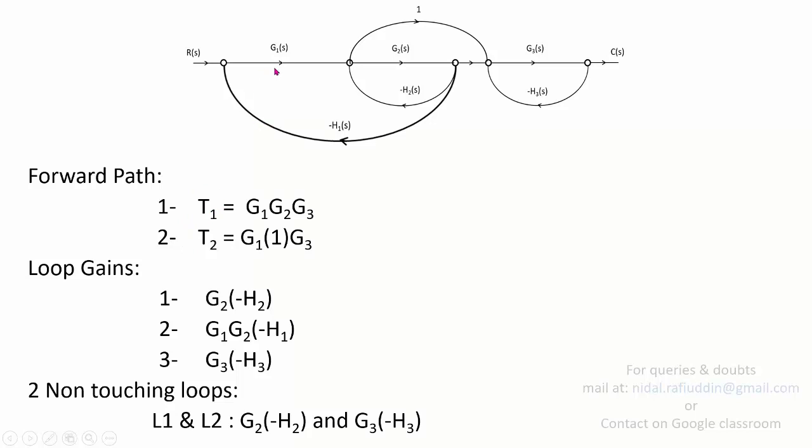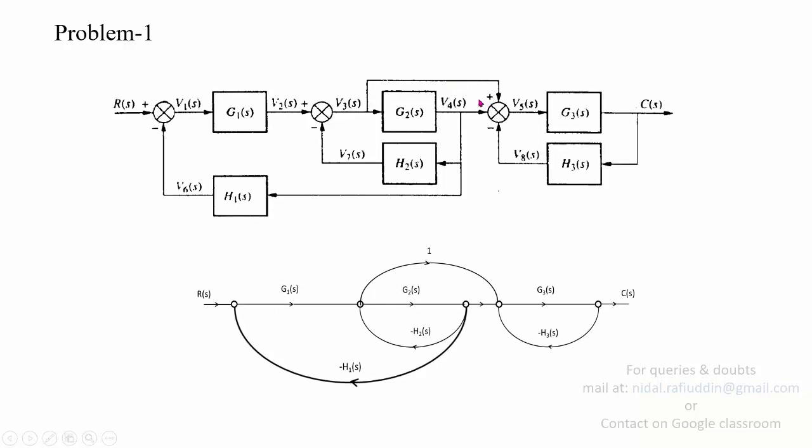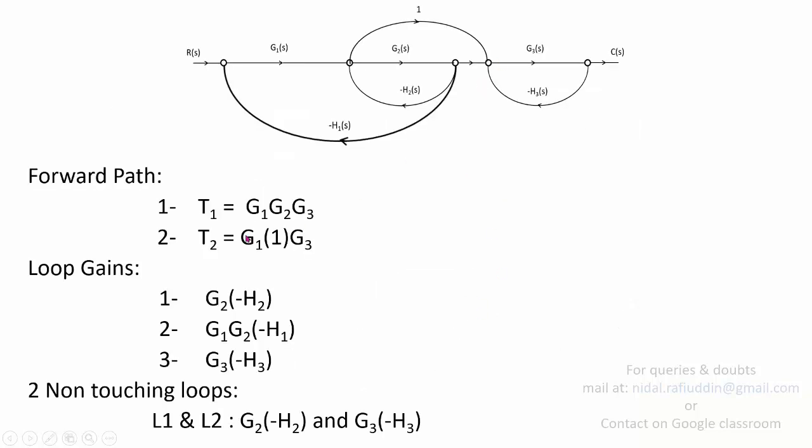So in this particular case, since you have two forward paths, one is T1, G1, G2, G3. This is represented by 1 because there is no block in between these 2 points, so this will have a gain of 1. Then the second forward path is G1 multiplied by this gain 1, then G3. So G1 multiplied by 1, G3. And I don't observe any third forward path present in the system.